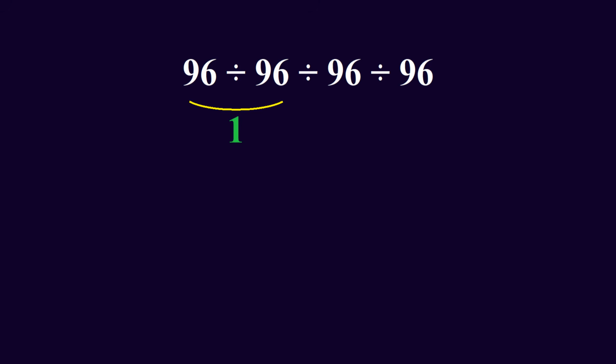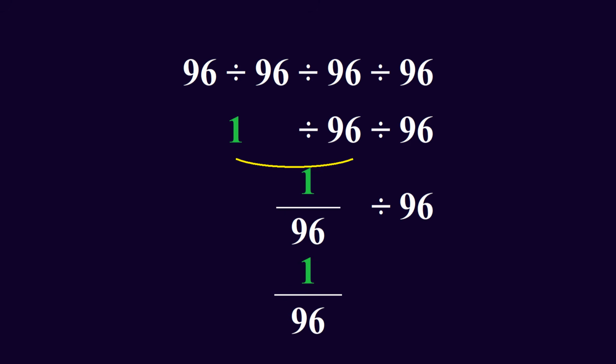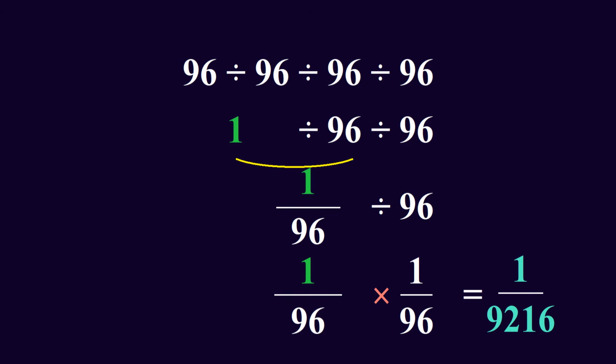So we have 1 divided by 96 divided by 96, and we can write this part as 1 over 96 divided by 96. So we must keep the first fraction 1 over 96 and change division to multiplication times, then flip the second fraction 1 over 96, which equals 1 over 9,216, and this is our final answer for this problem.